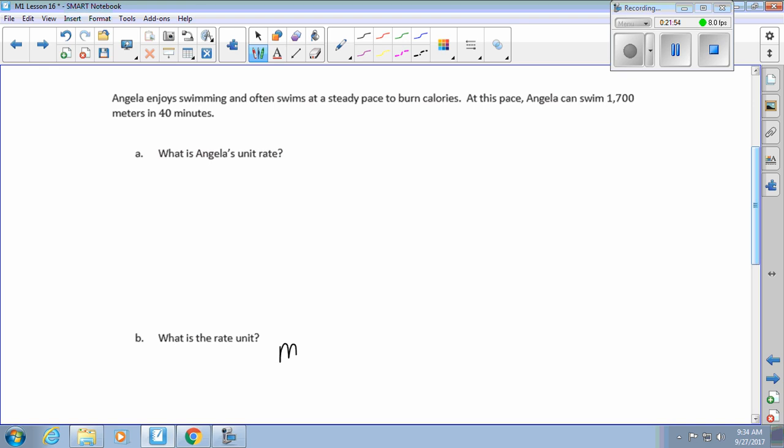So what is the rate unit? Let's do this one together. So this is meters per minute. It's just asking you what we label it. What's the unit? Up here for part A, you have to calculate what that would be. How many meters does she actually go per minute?